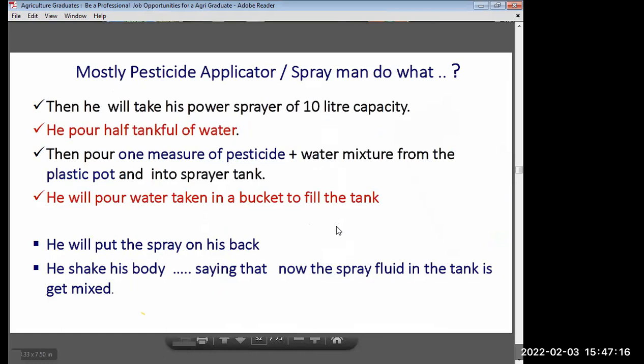And he shook his body. Why, man, are you shaking your body? No, you don't know things. As I shake my body, the spray fluid in the tank will get properly mixed, he replied. Okay, I will have a demo afterwards.